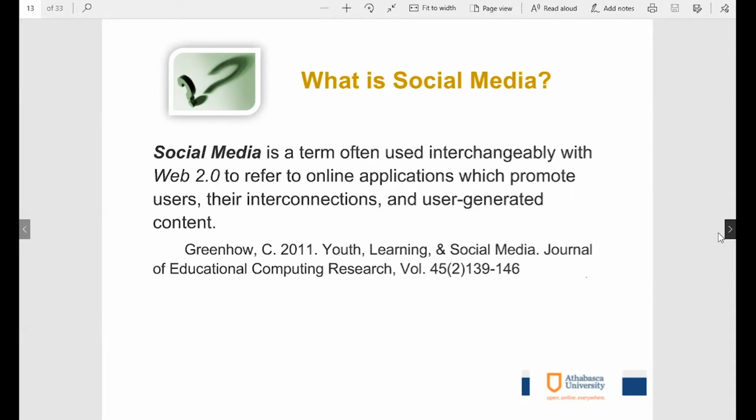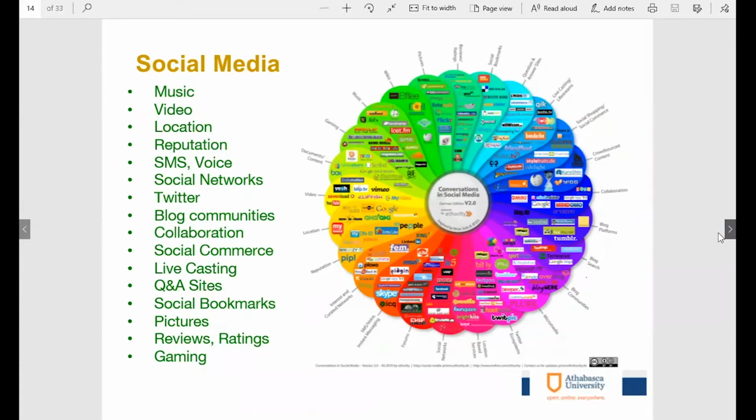Next slide. And when we think about social media these days, or when we talk about it, really we're talking about any of these. We could be sharing music, could be sharing GPS, meaning map apps to travel and find out where you're traveling. Reputation, meaning, for example, if you look on my Google citations, you'll find lots of information about my reputation in the academic world and what I've written.